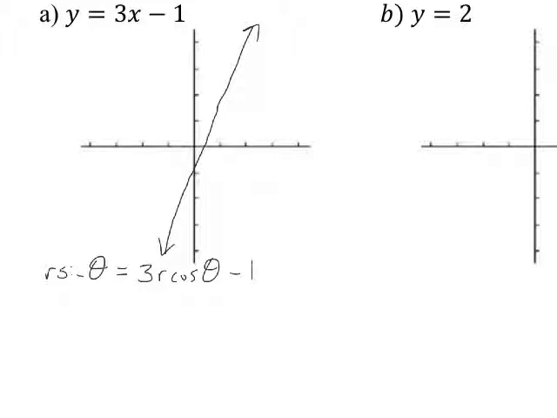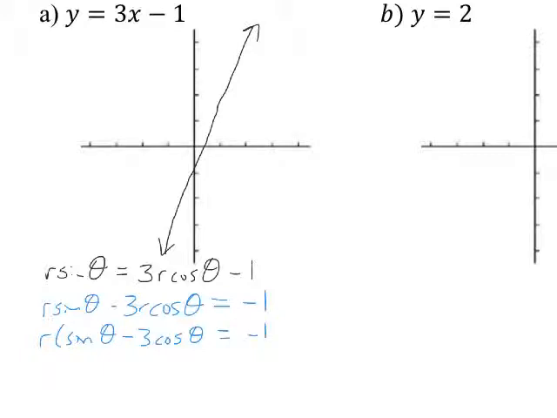Let's isolate r by moving all of the r terms to one side of the equation and all of the non-r terms to the other side of the equation. That will allow us to factor an r out of the left side of the equation. And now that we've factored the r out, we can isolate the r by dividing. r equals -1 divided by sine theta minus 3 cosine theta.